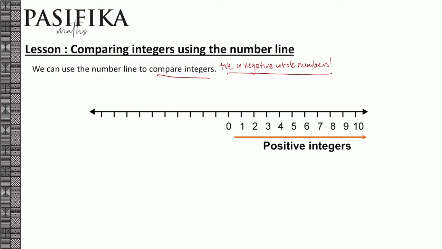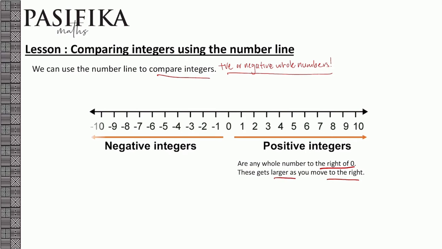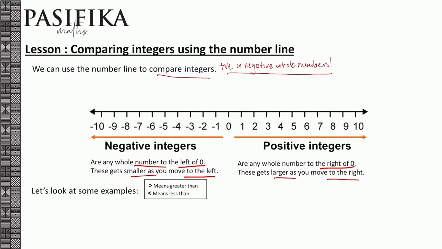Now remember, positive integers lie on your right. They're any whole number to the right of 0, and it gets larger as you move to the right. That means negative integers are any whole numbers to the left of 0, and it gets smaller as you move to the left. Now, let's look at some examples. There are two signs we need to keep in mind: greater than and less than.